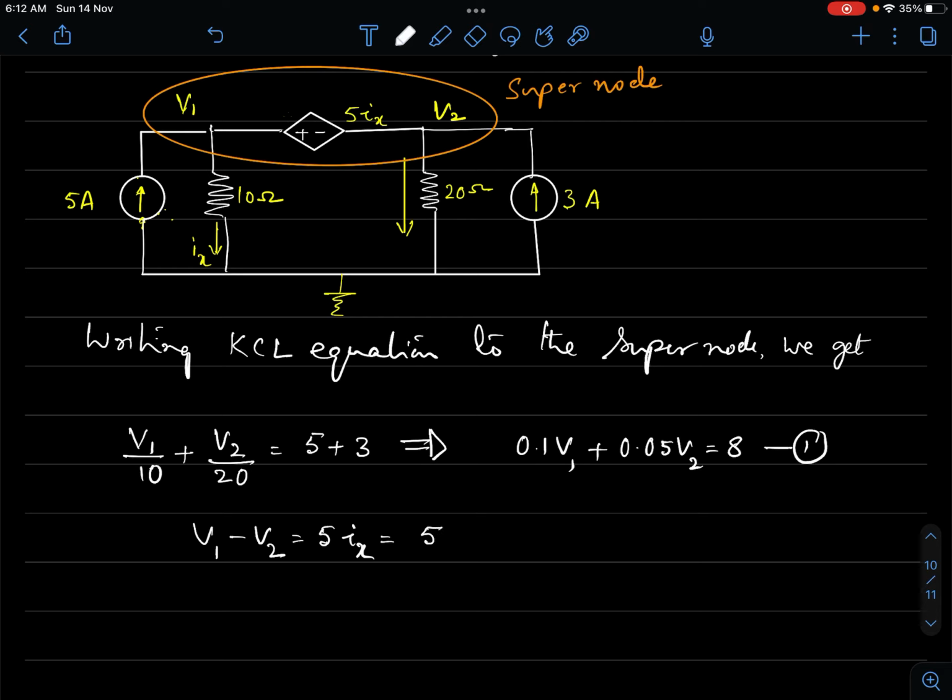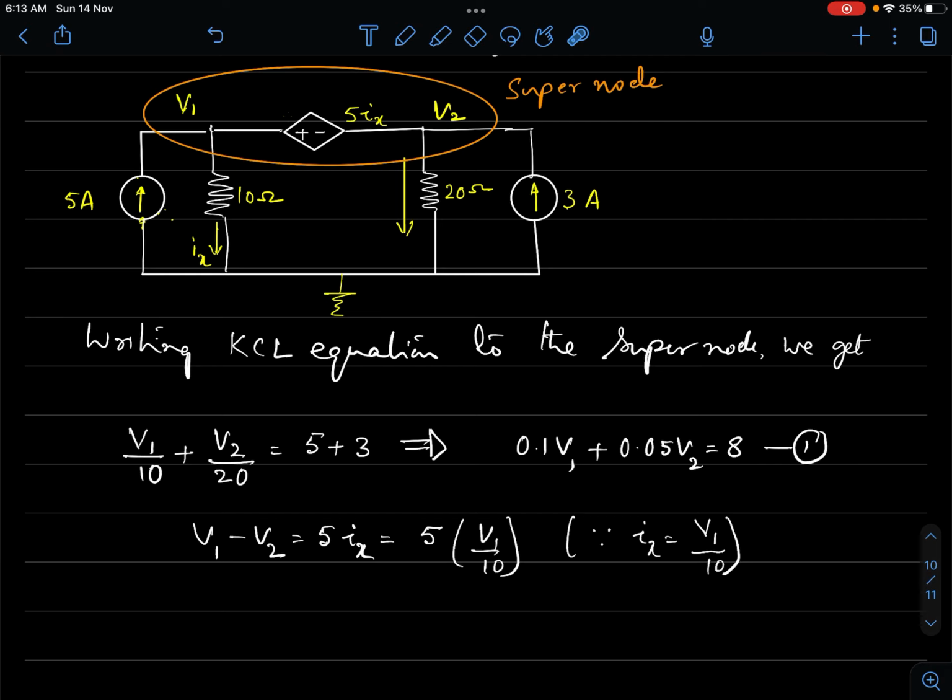Ix can be expressed in terms of V1. Ix is V1 divided by 10. So this is 5 times V1 divided by 10. Okay, how did I get that? Because Ix is the potential difference across 10 ohm, that is V1 minus 0 divided by 10. So V1 is the potential of this node, 0 is the other. V1 minus 0 is the potential difference, 10 ohm is the resistance, so V1 minus 0 divided by 10 is the current through 10 ohm, right?